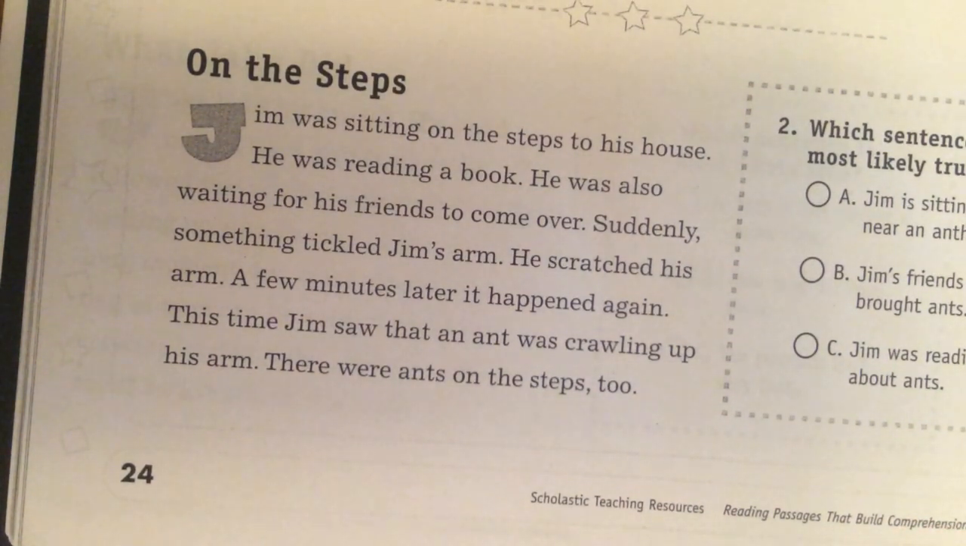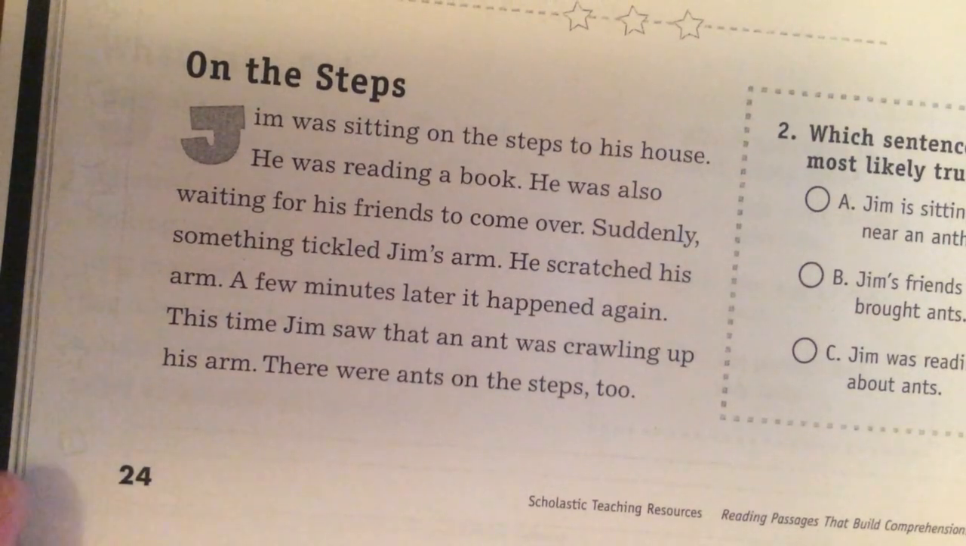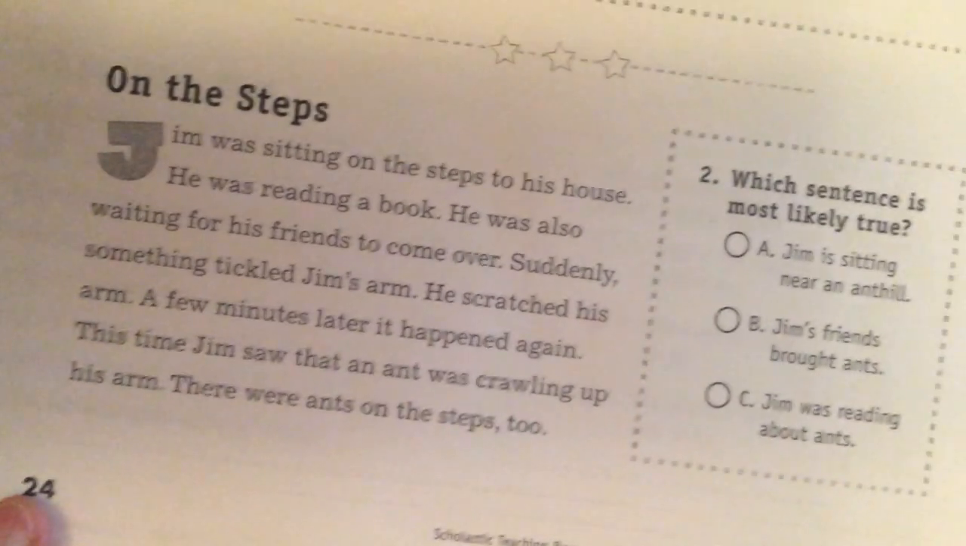Jim was sitting on the steps to his house. He was reading a book. He was also waiting for his friends to come over. Suddenly, something tickled Jim's arm. He scratched his arm. A few minutes later, it happened again. This time, Jim saw that an ant was crawling up his arm. There were ants on the steps, too. Okay, so what can you infer about that paragraph?